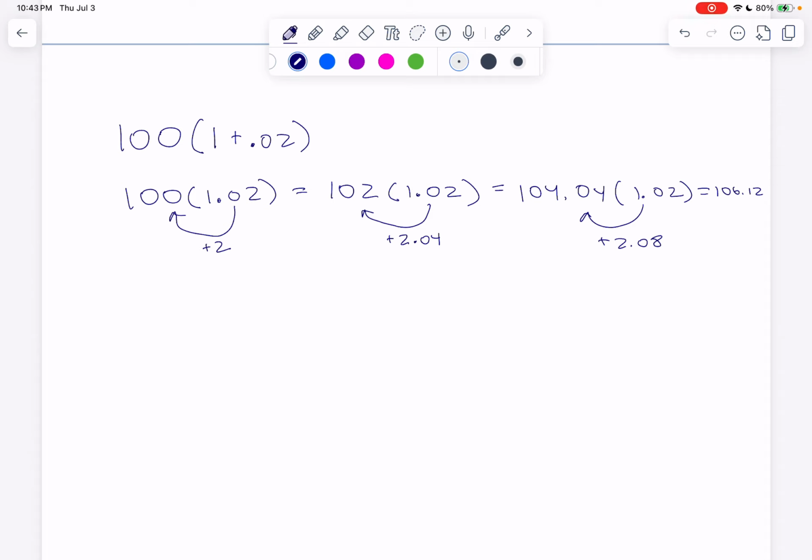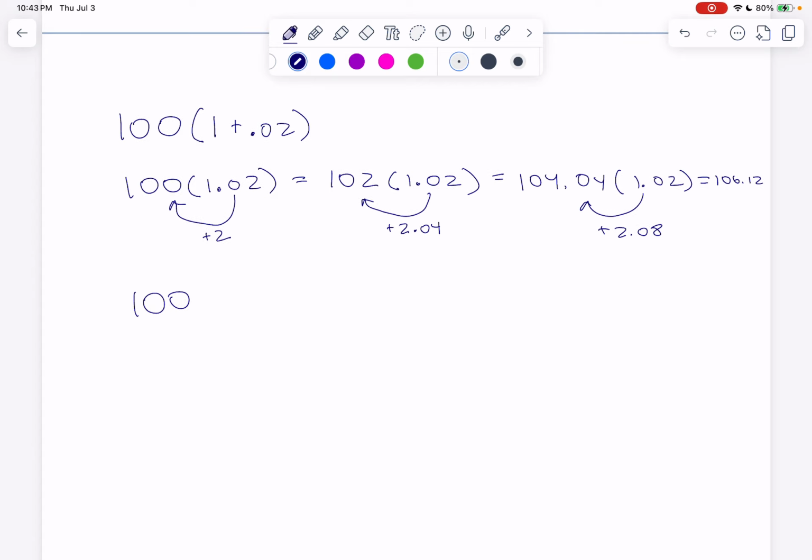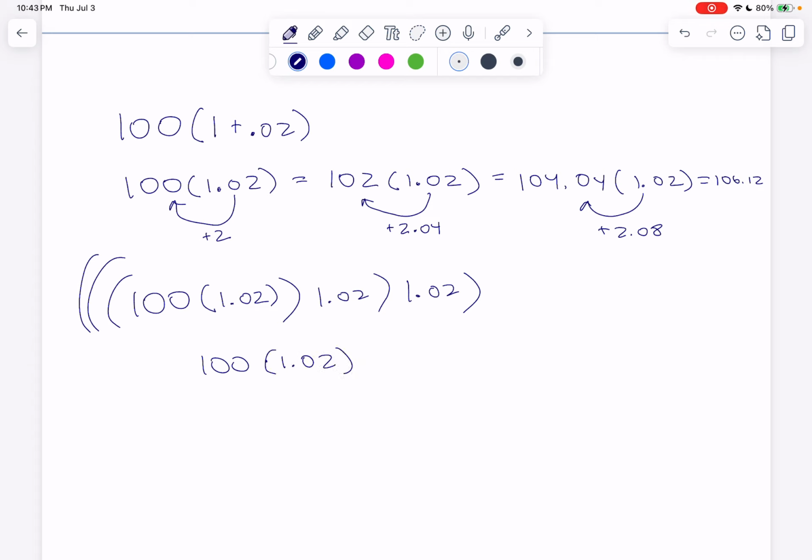So you can see as we're taking the percentages of bigger amounts, the longer I leave my money in there year after year, the more I'm going to make total. Now, if you think about it, what we really did is we took that 100, we multiplied it by 1.02, then we took that and multiplied it by 1.02, then we took that and multiplied it by 1.02. Essentially that's just 100 times 1.02 times 1.02 3 times, and that's what our exponents are.